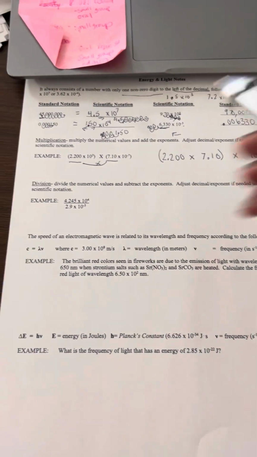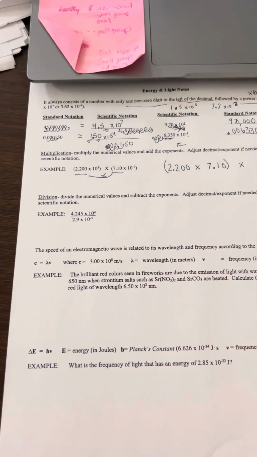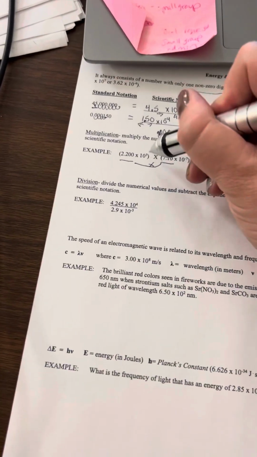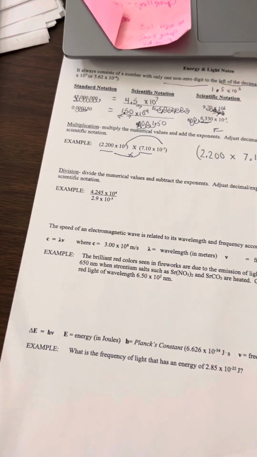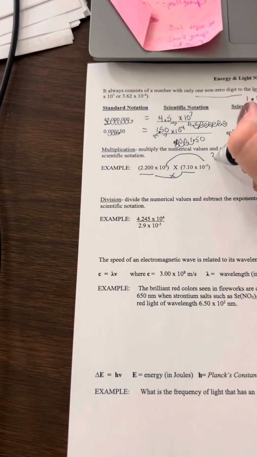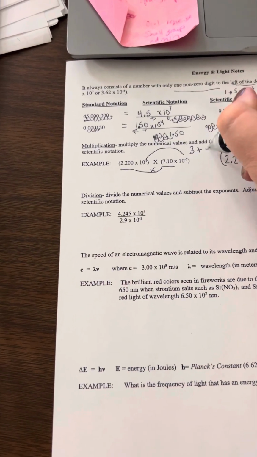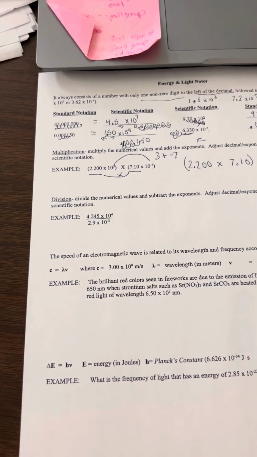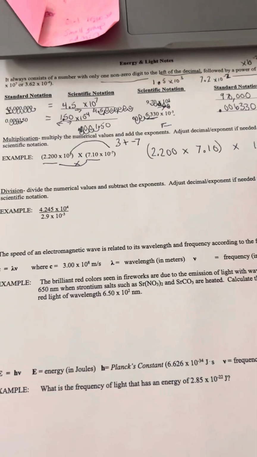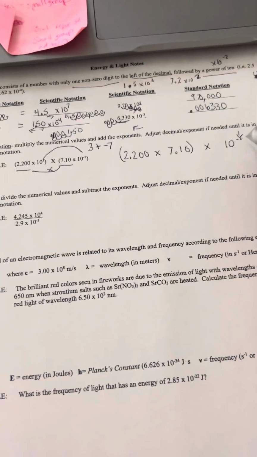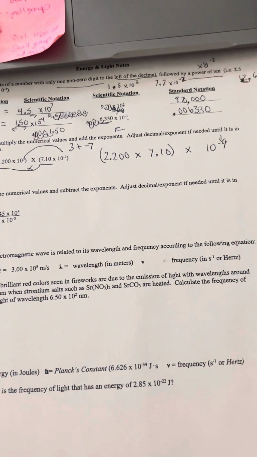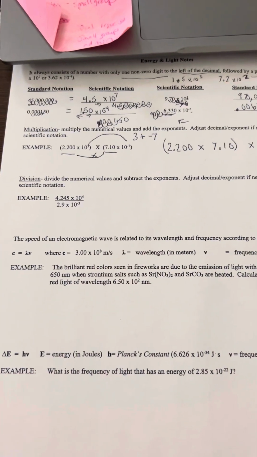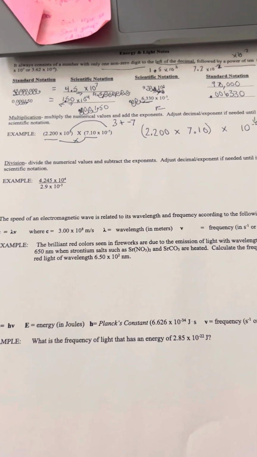Okay, so what exponent is going to go there? It says you add the exponents. So when you're multiplying, you add the exponents. So it had a 3 and a negative 7. So what is 3 plus a negative 7? 3 plus a negative 7 is negative 4. So it's going to end up being a negative 4 exponent over here. So now I just need to put this in the calculator.